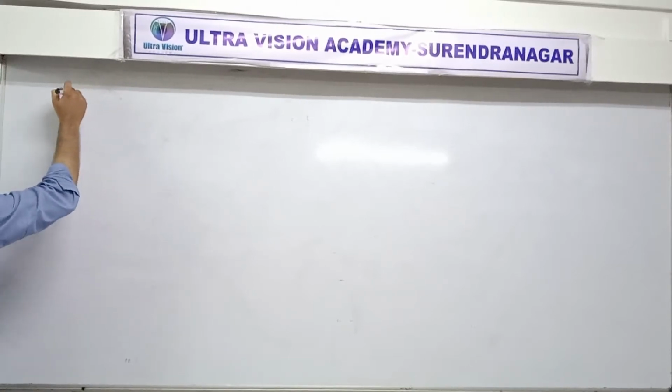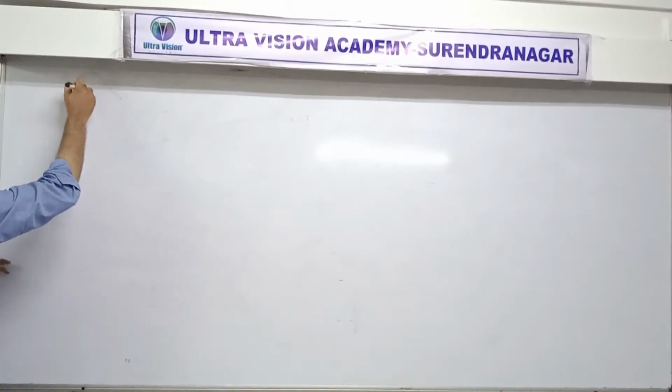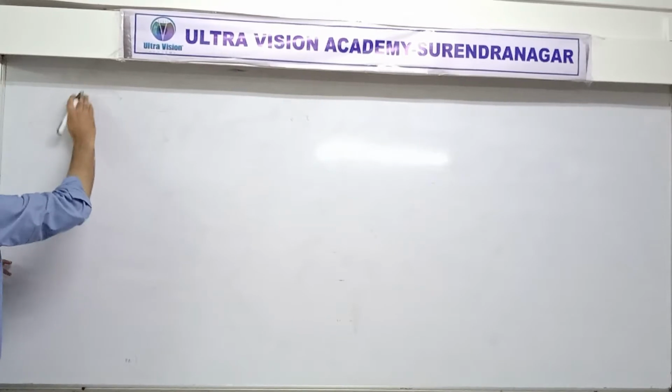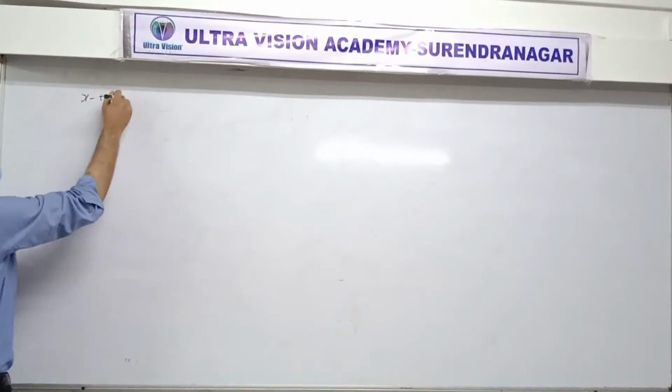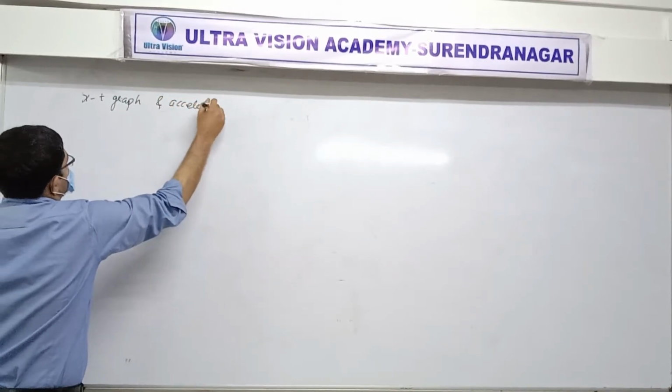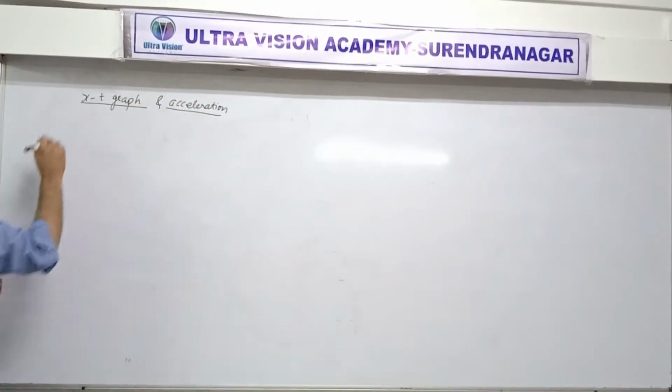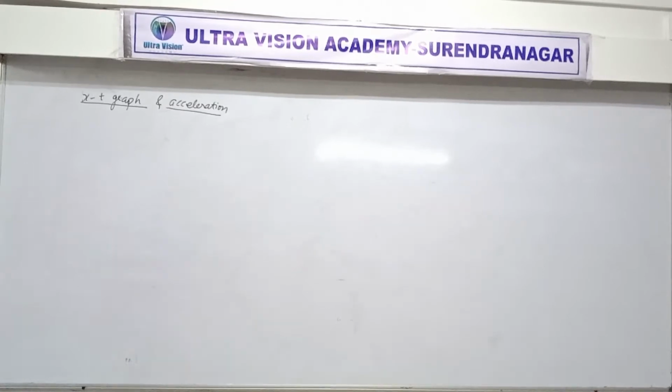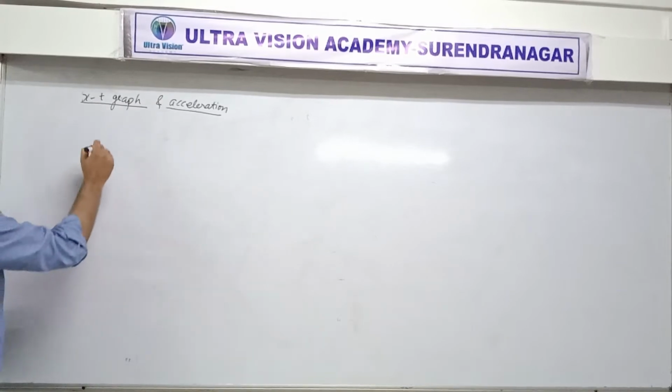So the first thing that we are going to learn is x-t graph and acceleration. So far we have learned a few concepts to find velocity, acceleration, etc. from different kinds of things. Now we are going to learn to find out the sign of acceleration from the x-t graph. Now it's a very simple idea.